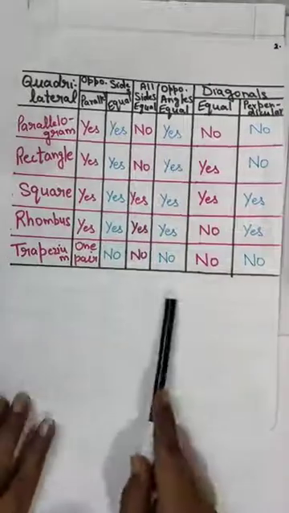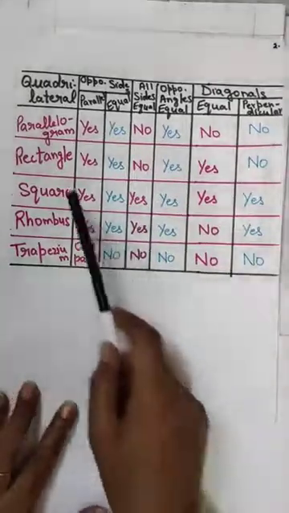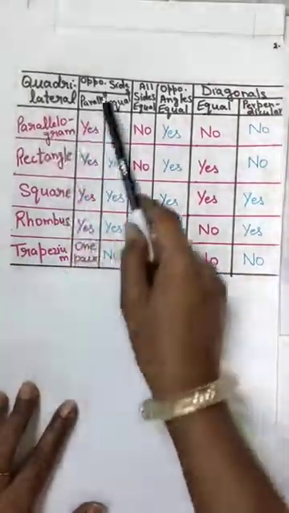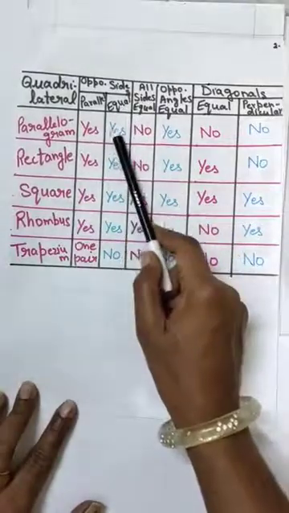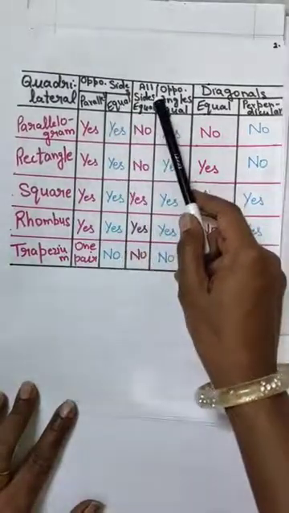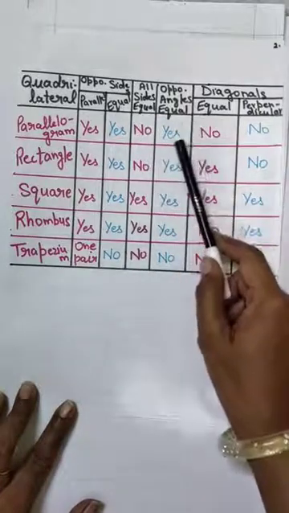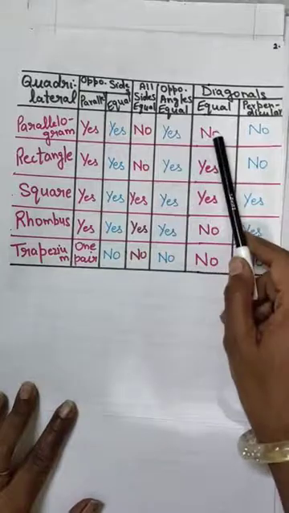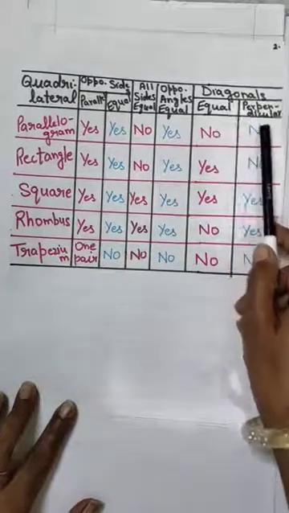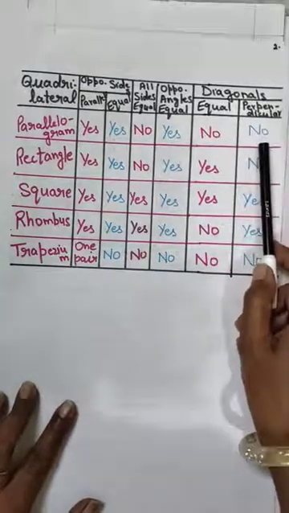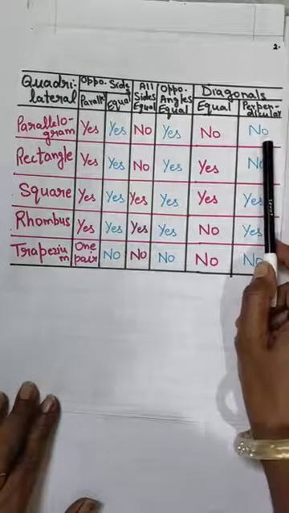Hope you remember this table. This table we have done earlier. A parallelogram has opposite sides parallel and equal. All the sides equal in parallelogram? No. Opposite angles are equal? Yes. Diagonals are equal? No. Diagonals are perpendicular? No. Means diagonals are not bisecting each other at 90 degree.